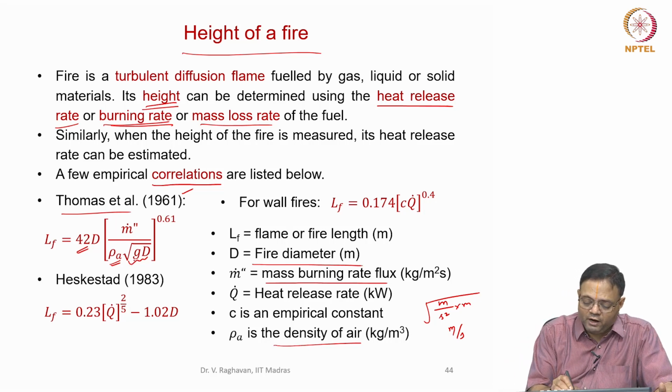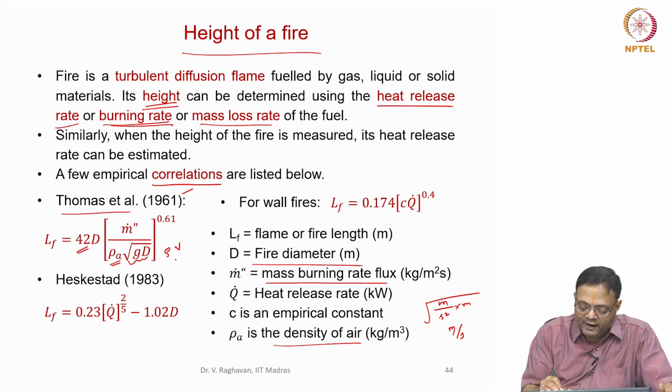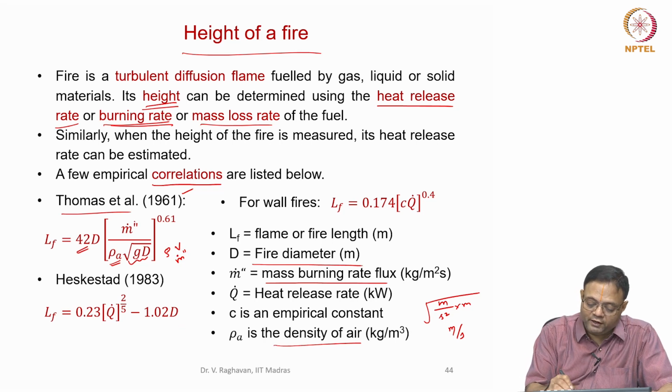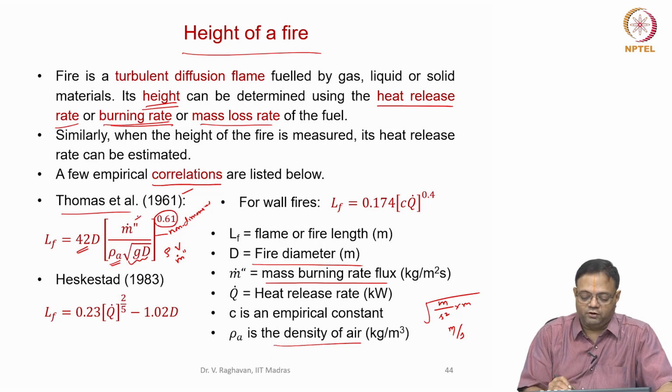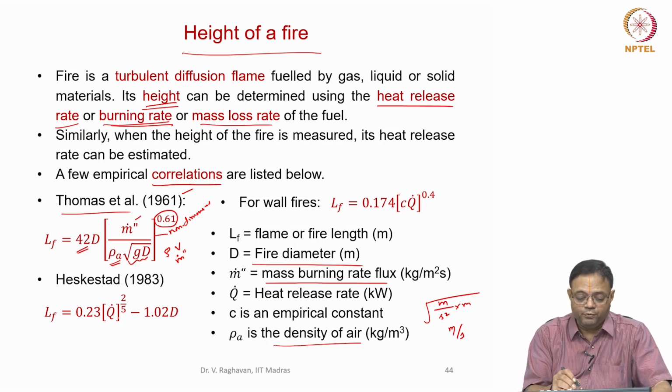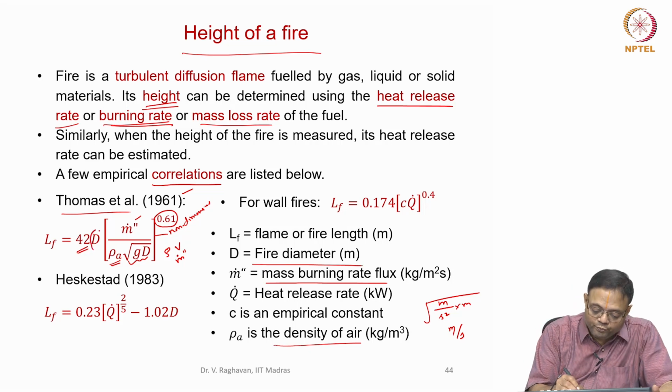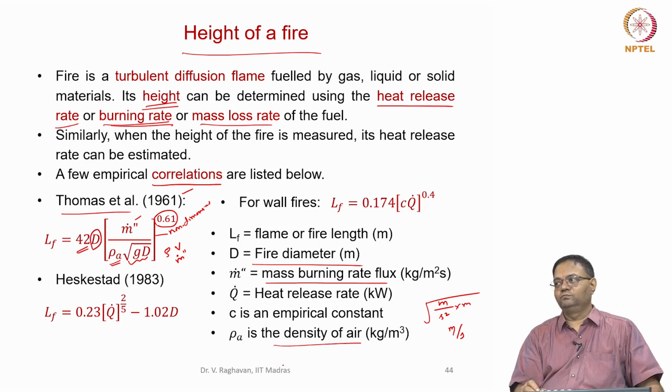So this denominator is rho into a velocity scale v, which is again a mass flux. Rho into v is a mass flux. So this quantity is non-dimensional. Some empirical power also is given to this non-dimensional quantity. So LF depends upon the mass loss rate, which is made non-dimensional, but we can see that LF depends on D, that is the diameter of the fire.